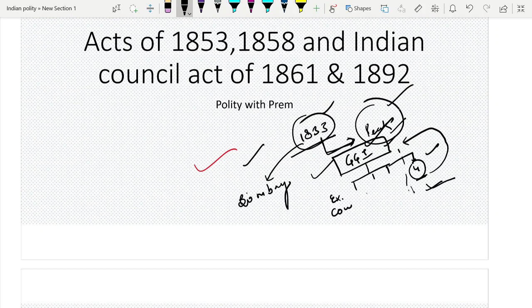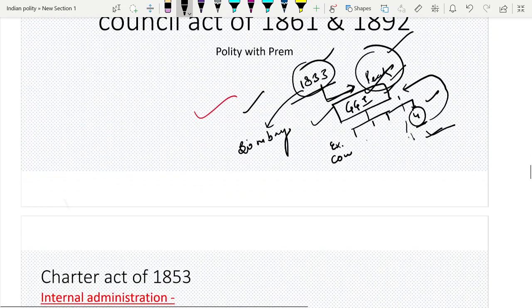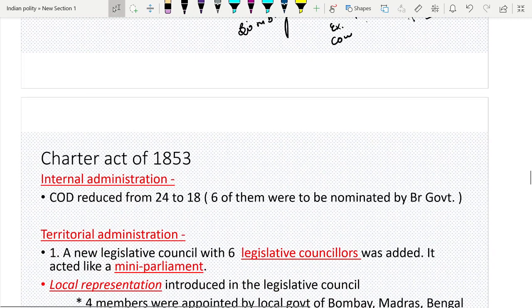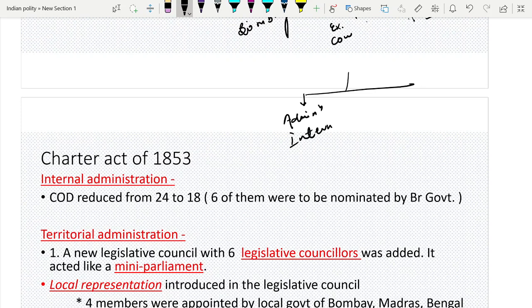So in this chapter we'll learn about the 1853, 1858 and the other two, the 1861 and 1892 Acts. So first of all we will discuss the 1853 Act. So far we have discussed all the acts with 2 themes in mind. One was the internal administration, that is how the EIC was working, and the second was regarding territories, the territorial administration. So we are seeing these changes in these 2 themes.